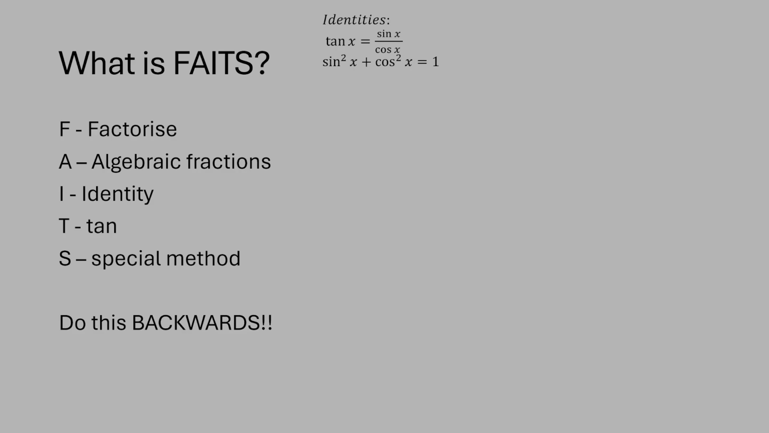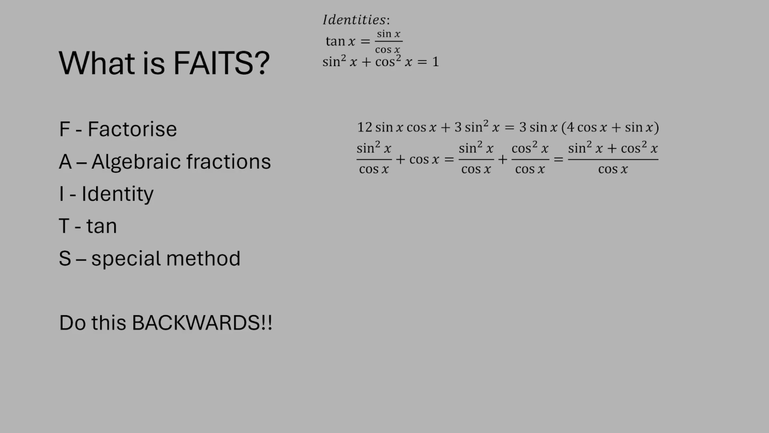Alright, so let's give some examples. For factorize, for this one you can factorize sine out, just to make it more simple. Algebraic fractions, you can multiply. There's no identities in this. It just looks more complicated because there's trig involved. But if you replace these with x's and y's, it wouldn't change anything. For identity, this is where you actually use the identities, but it's still not that difficult. You're just changing the sine squared into 1 minus cos squared.